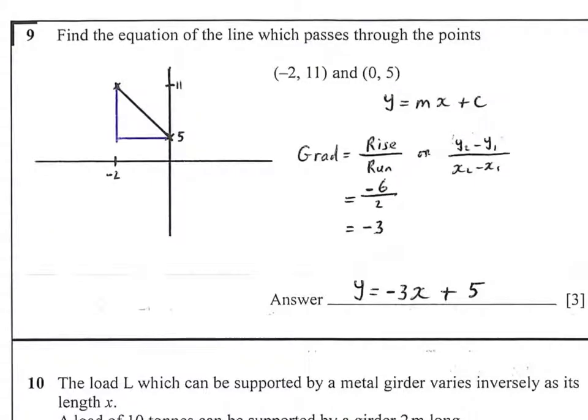The equation of the straight line is y equals mx plus c. Perhaps a sketch of the 2 points might help over here. To find the gradient, it is the rise over the run, or y2 minus y1 over x2 minus x1. Instead of a rise, we have a fall of 6, which is minus 6. The run is 2, so minus 6 divided by 2 means the gradient is minus 3, so we have y equals minus 3x. It crosses the y-axis at the point 0, 5, so y equals minus 3x plus 5.